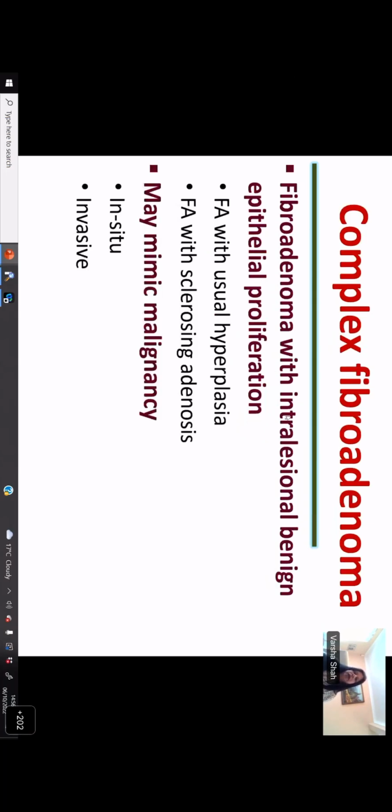Within a fibroadenoma, you can get hyperplasia, usual hyperplasia. You can get sclerosing adenosis. So we label this type of fibroadenoma as a complex fibroadenoma. And that can mimic in situ malignancy if it is usual hyperplasia. And if there is a lot of sclerosing adenosis, it can mimic invasive malignancy.